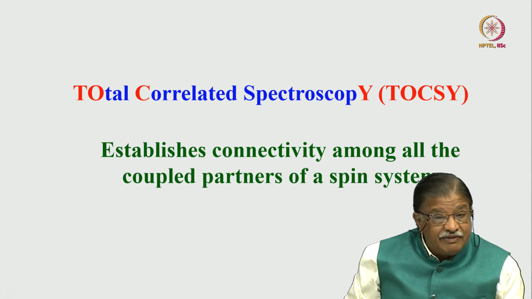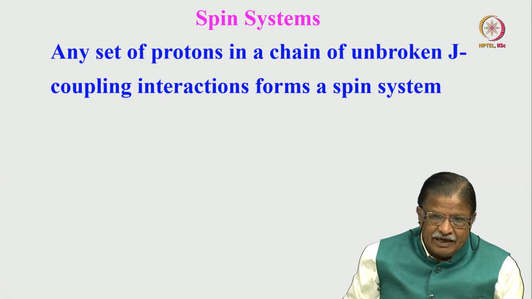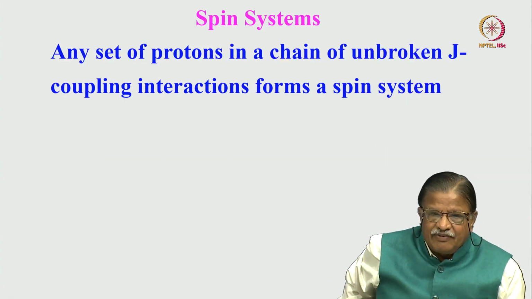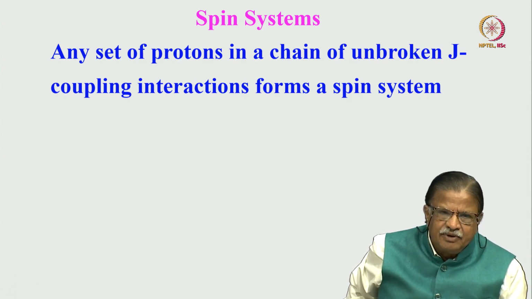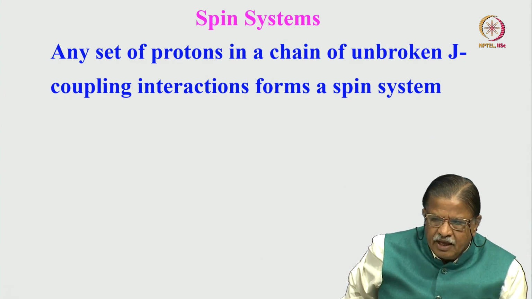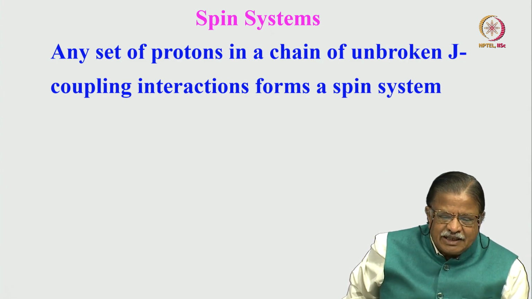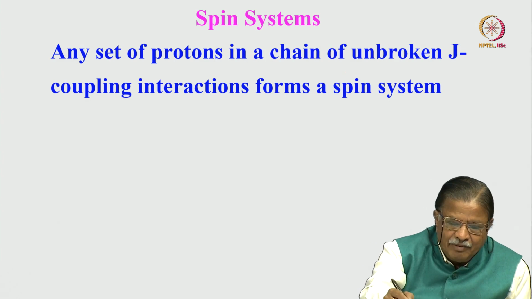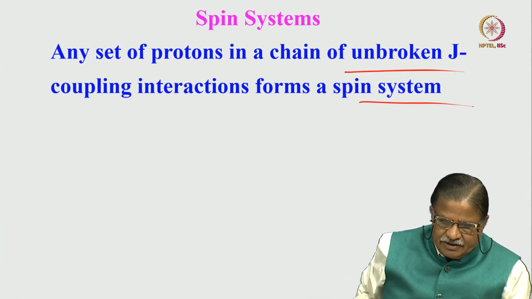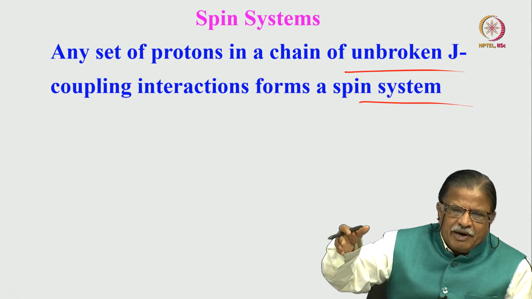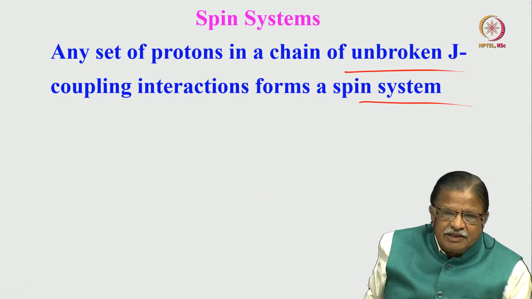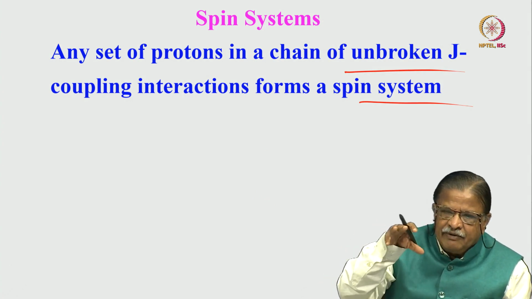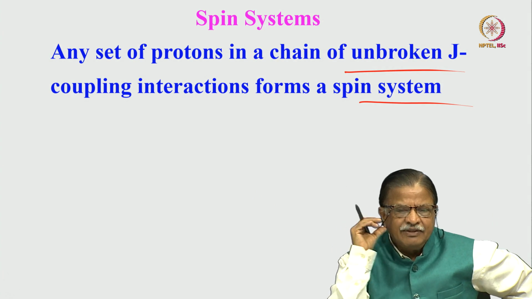Of course, we discussed the spin system long back, even while introducing the concepts of NMR itself. But in the context of TOCSY, what is a spin system again? A spin system is nothing but a set of protons in a chain of unbroken J coupling interactions. That means A may be coupled to B, B may be coupled to C, like that. It can go systematically. All the spins should form a part of a coupled spin system. One of the couplings may be 0.